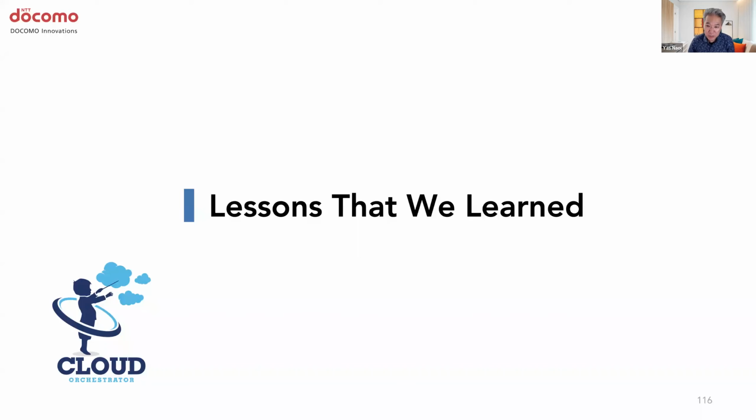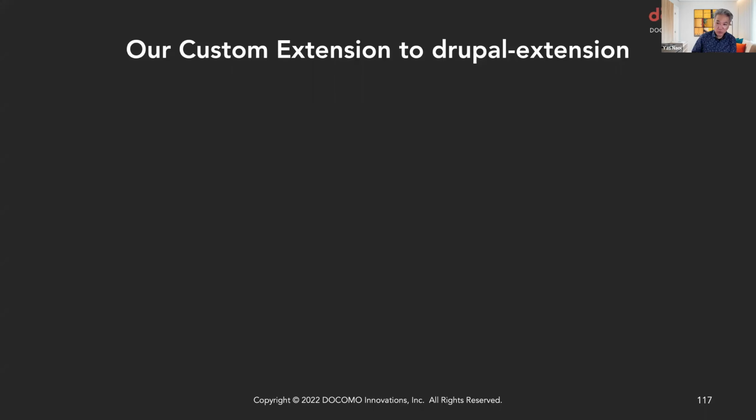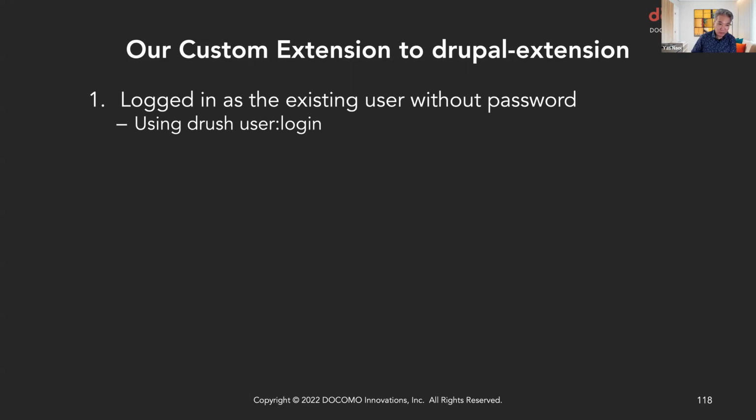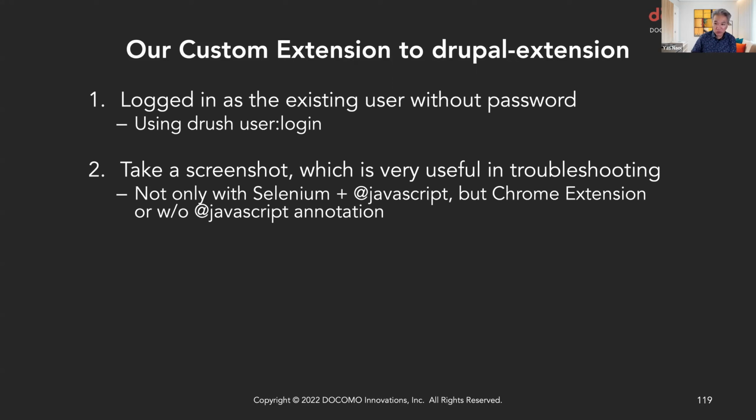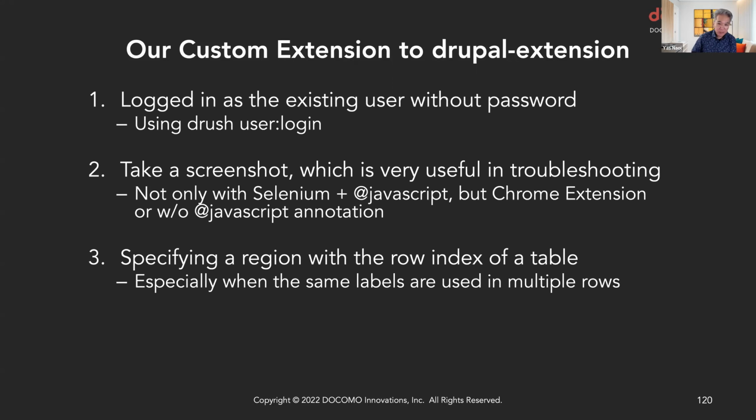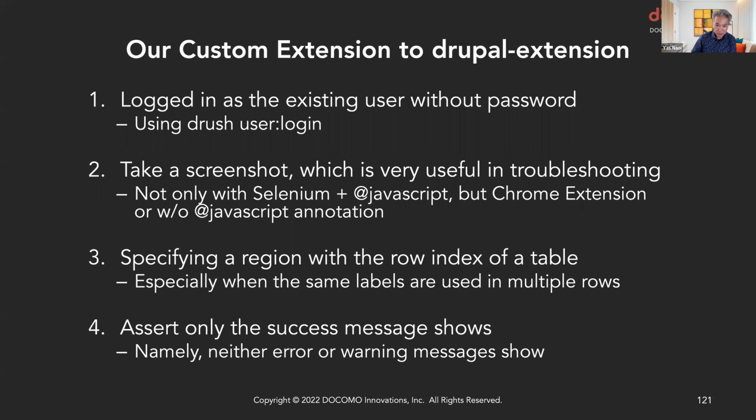Okay, so here are the lessons that we learned. We forked the Drupal extension and added our own custom actions for the scenarios, such as the login process, taking a screenshot in case of test failures, tests for table rows, and assertion of success status messages. We implemented these ourselves because the functionalities were not enough in the existing Behat extension library. But we published our custom libraries on GitHub.